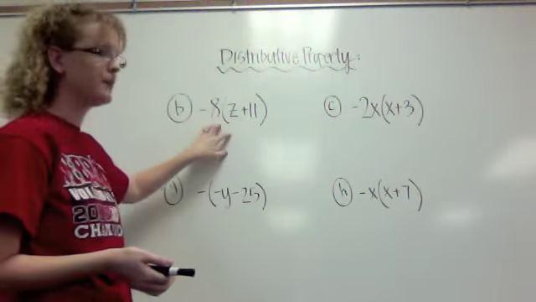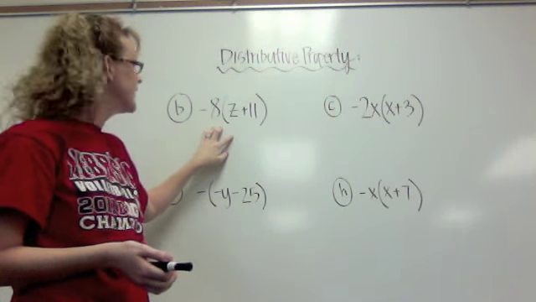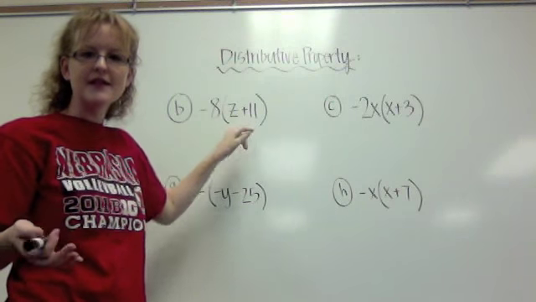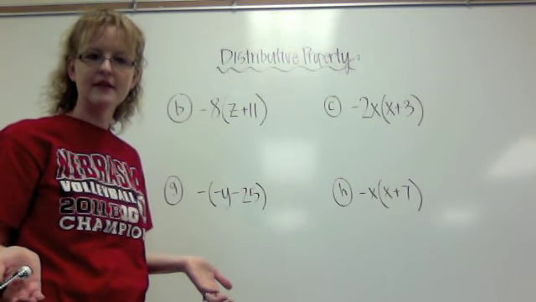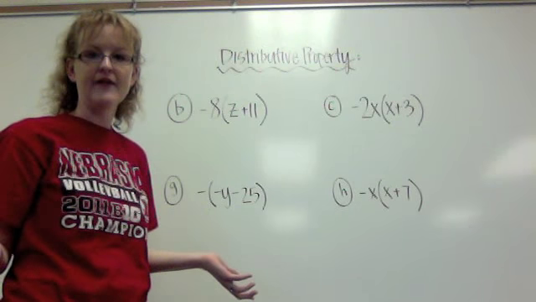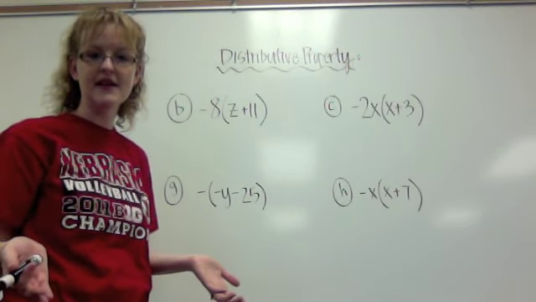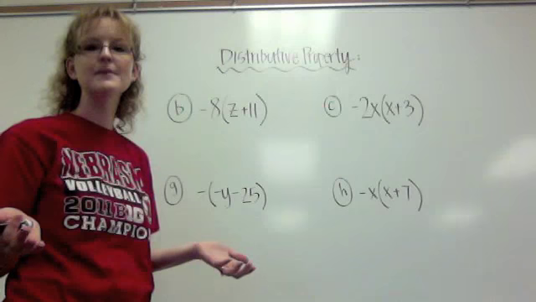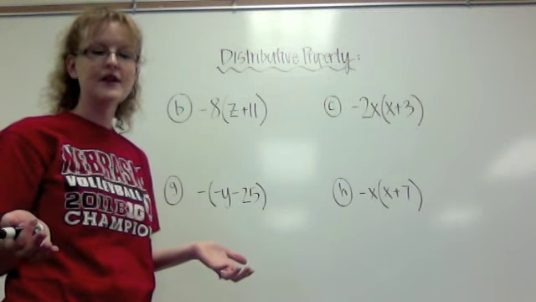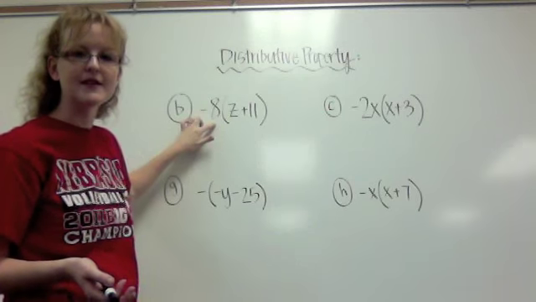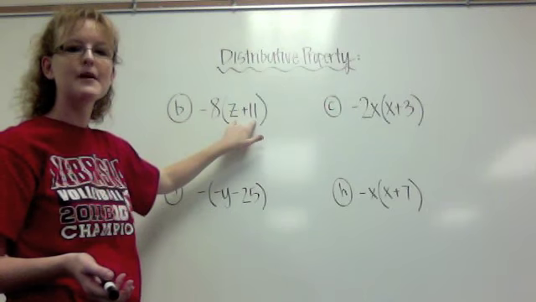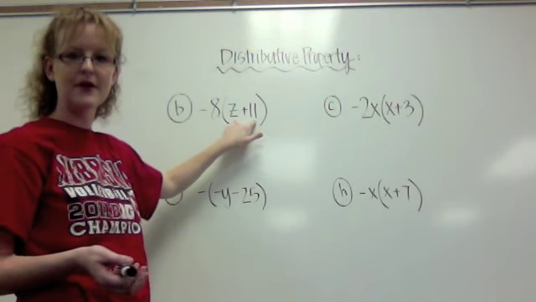If I look at example B, I have this. Now, order of operations would tell us to do whatever's in the parentheses. Well, in this case, it says z plus 11. Well, I can't evaluate z plus 11 if I don't know what z is. Okay? But there is a way that I can get rid of the parentheses, and that's by using the distributive property. So remember, this guy outside the parentheses, in this case the -8, is going to get distributed. That means it's going to be multiplied by every term in the parentheses.